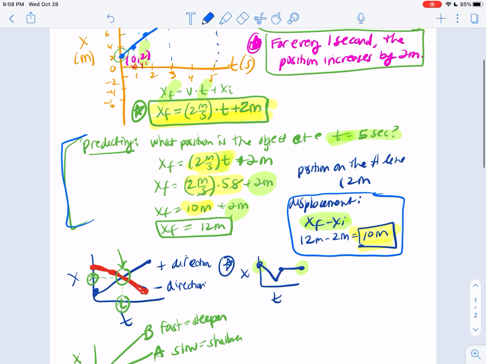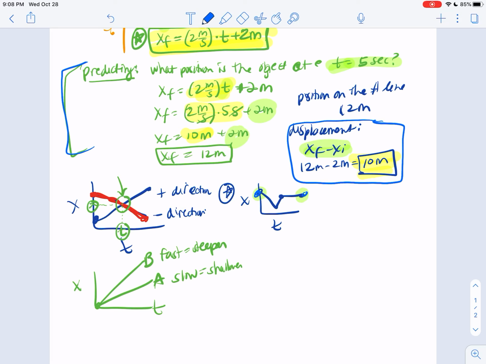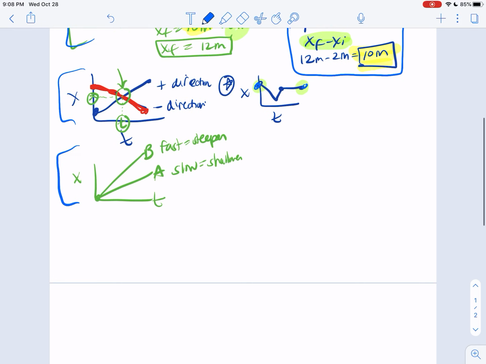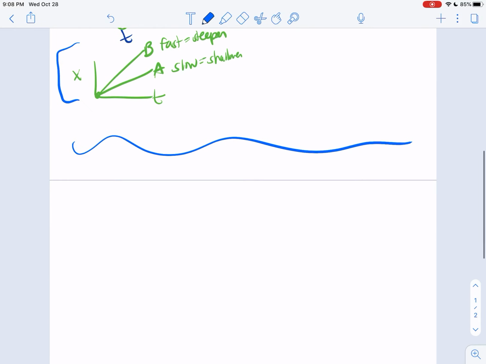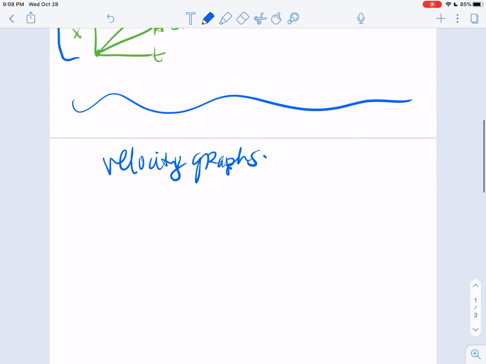Here's another example, how fast, and the direction by looking at the slopes. Is there anything else on position graph you might need to know? And then, of course, write the description, but I think you can probably do that. The other thing that we learned was velocity graphs. The main thing you need to be able to do is just draw it.